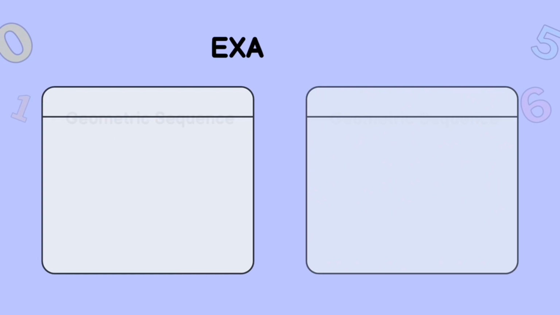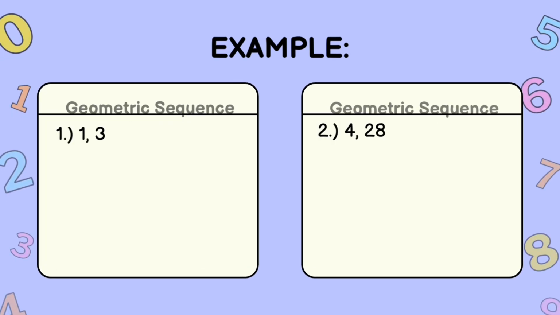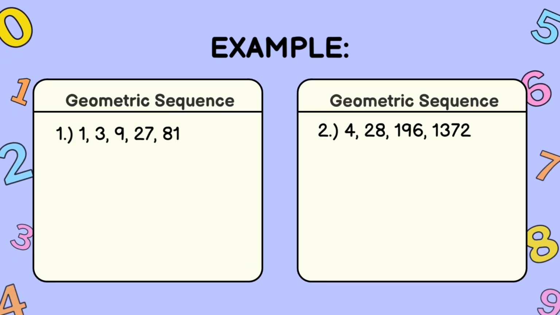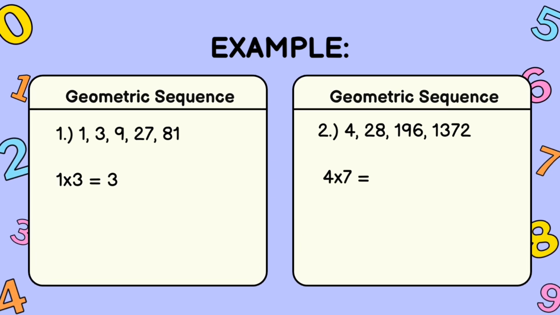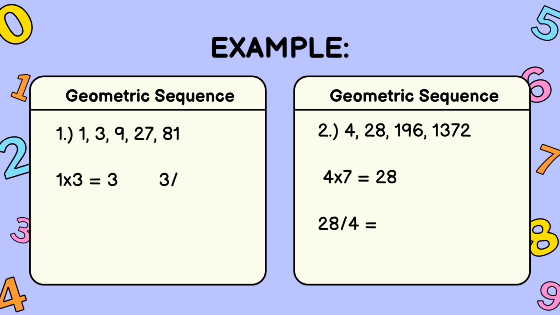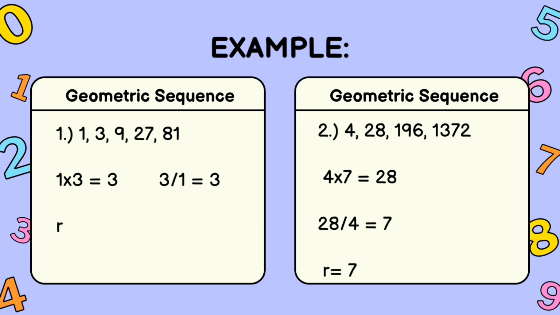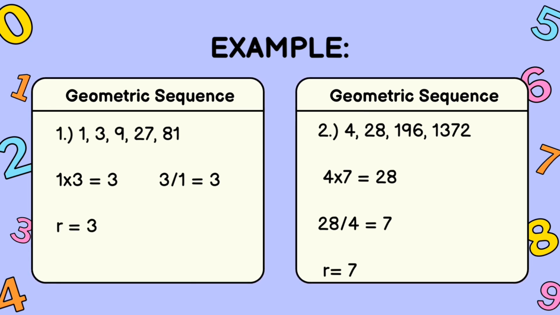Here we have two examples of geometric sequences. We have the sequence 1, 3, 9, 27, and 81, which has a common ratio of 3 because 3 times 3 is equal to 9, 9 times 3 is equal to 27, and 27 times 3 is equal to 81. For the second example, we have the sequence 4, 28, 196, and 1372, which has a common ratio of 7.